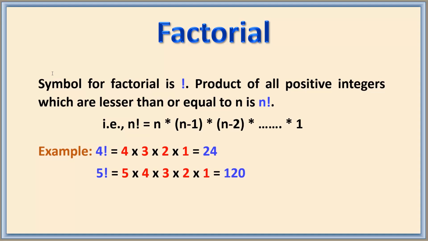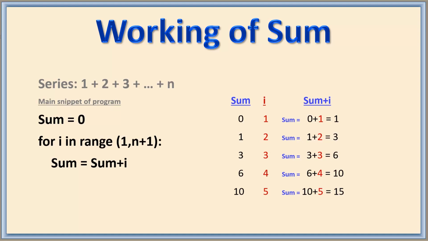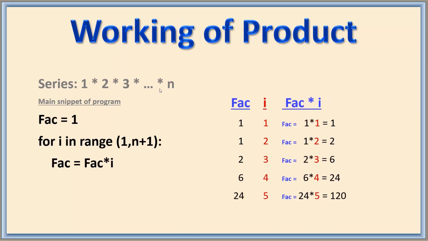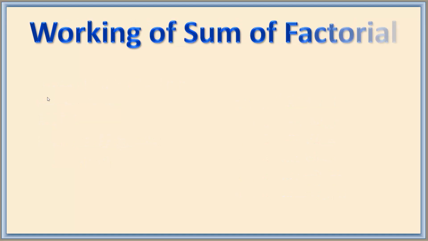If we see the sum of series, the first series was 1 plus 2 plus 3 plus up to n. The factorial is nothing but replacing this plus with multiplication. The series whose sum we need to find now is 1 factorial plus 2 factorial plus 3 factorial. So every time you are finding the product of 1 into 2, then 1 into 2 into 3, the next will be 1 into 2 into 3 into 4. So up to n you will be finding.